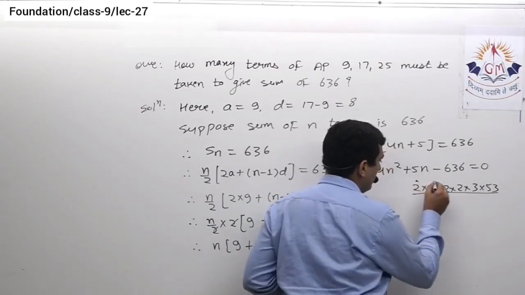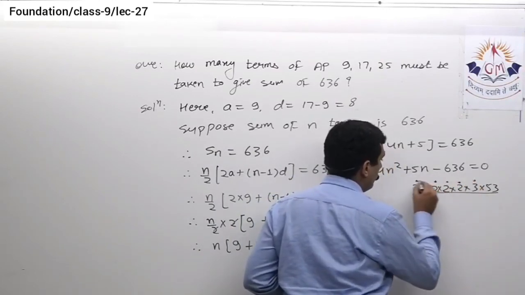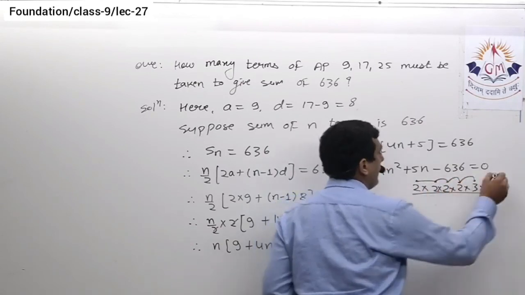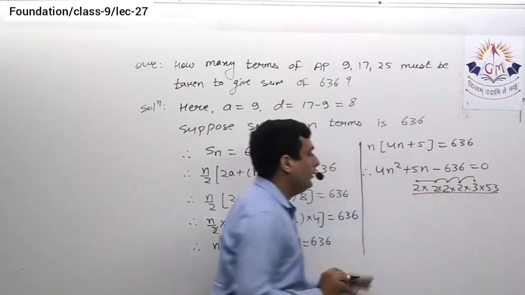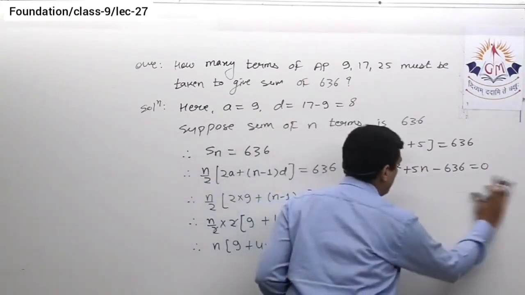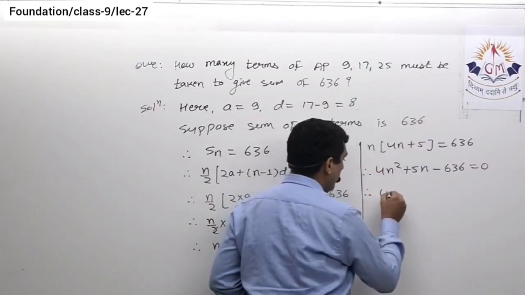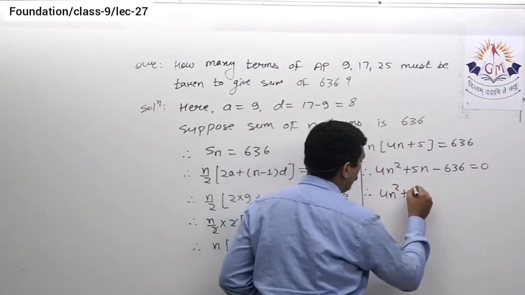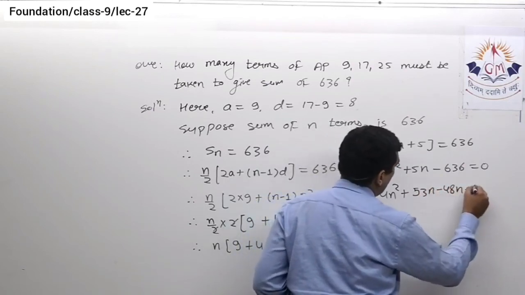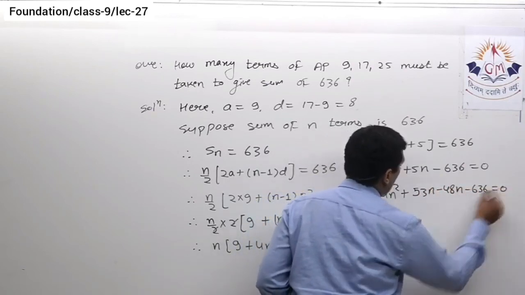If I take these all together, 2 4s are 8, 2 are 16 into 3, 48, and I keep this 53 alone. So 53 minus 48 is 5. So 4n square plus, here I can write 53n minus 48n minus 636 is equal to 0.